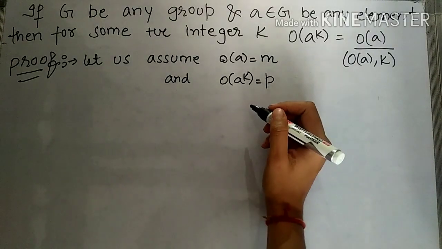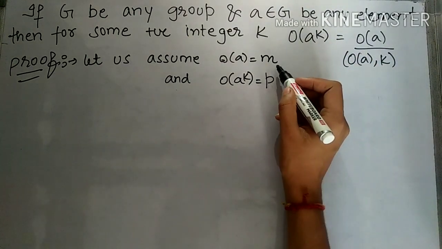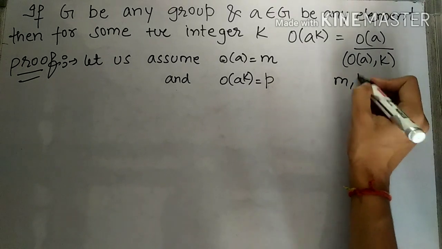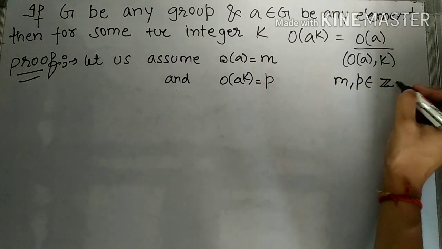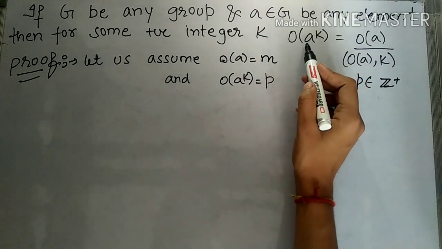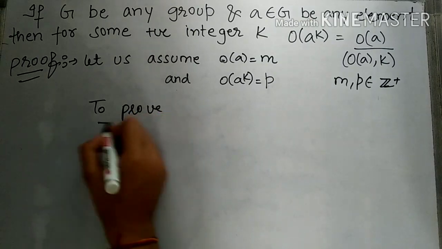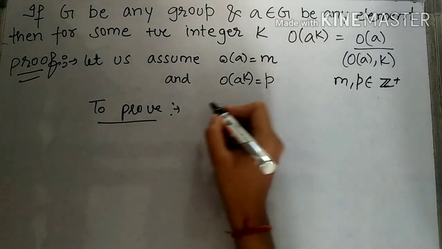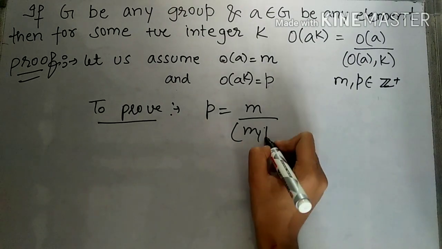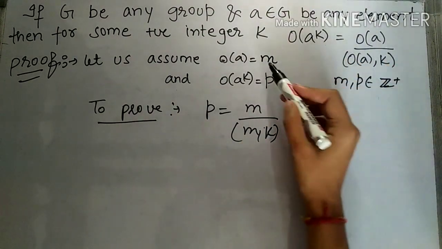So friends, let's start the proof of this theorem. If we assume that the order of a is m and the order of a raised to power k is p, where m and p are some positive integers, then put the value of the order of a and the order of a raised to power k here. What we are to prove? We are to prove that p is equal to m by GCD of m and k.